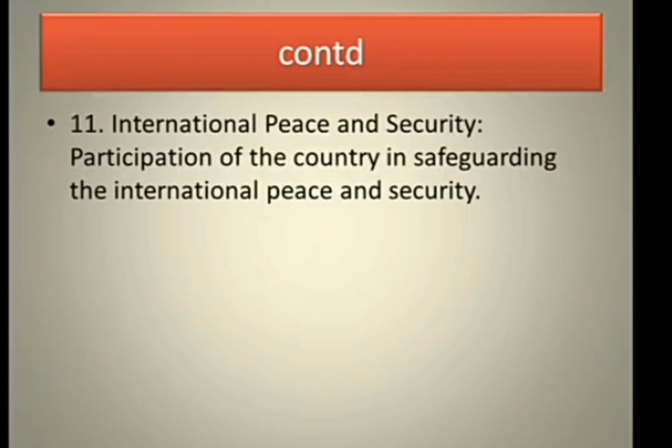The 11th one is international peace and security, that is, participation of the country in safeguarding international peace and security. The constitution has given certain advisories and directions to the state governments for this, and in the event of violation of these principles, they cannot be questioned in court. For example, the central government and several state governments could not enforce the prohibition of liquor for the last 6 decades. No one can question this in a court, but it is our duty to do that.